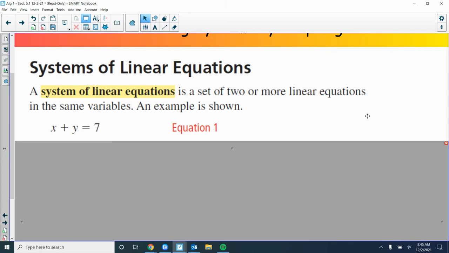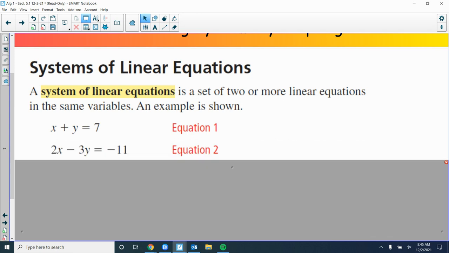0, 7. Give me another answer, another ordered pair that works for that one. Okay. 5, 2. Good, because 5 plus 2 is 7. Give me another one. 3, 4. All right, we could do this all day, right? How many could we come up with? Infinite. Okay, because I could say 1/2 and 6.5. We can come up with all kinds of decimals. Those all work for the first one.